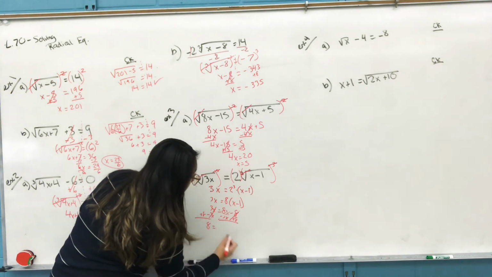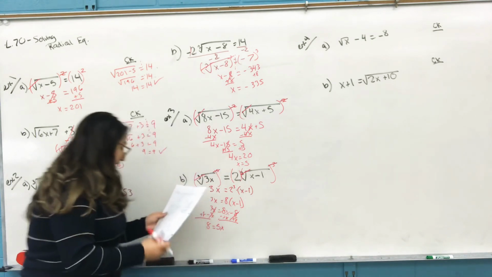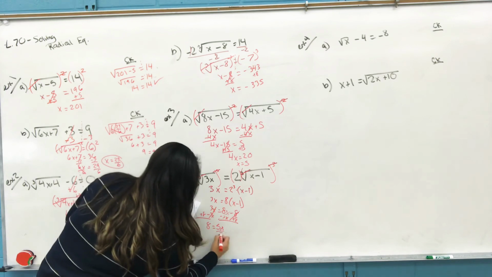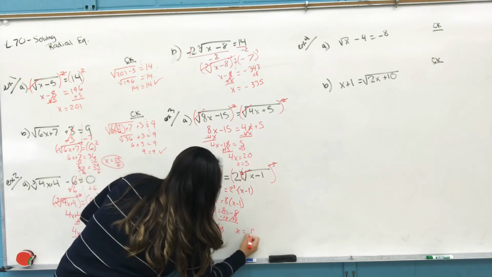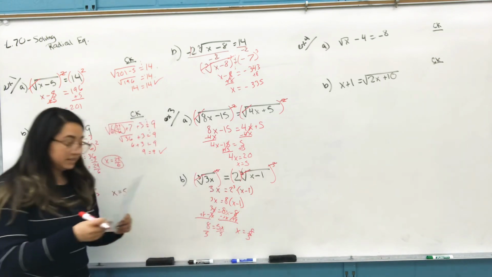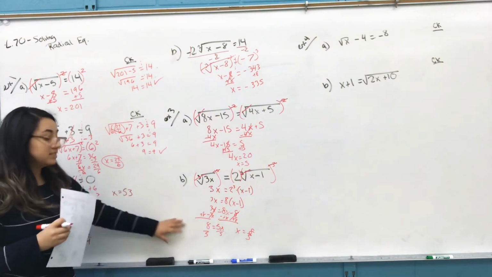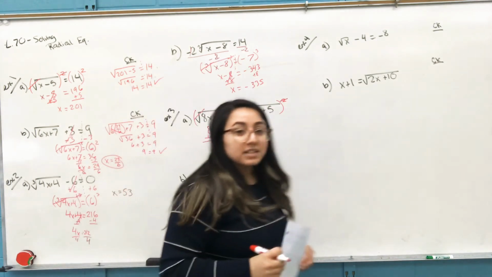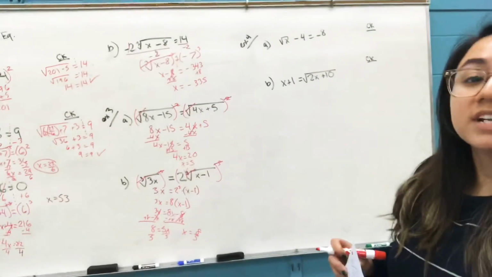So 8 is equal to 5x. And to get the x by itself, you divide, and you get x is equal to 8 over 5. And that is correct. Or you can do it as a decimal, doesn't matter. On your homework, I accept either or, I'll put both answers there. The last one is why checking your answer is so important.